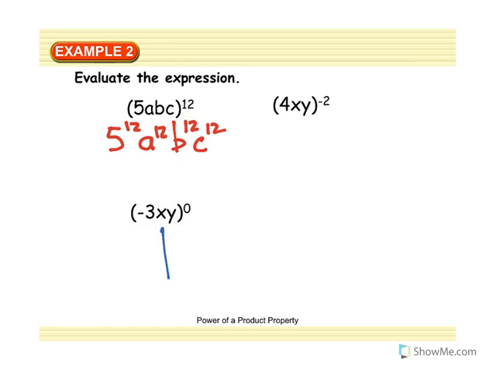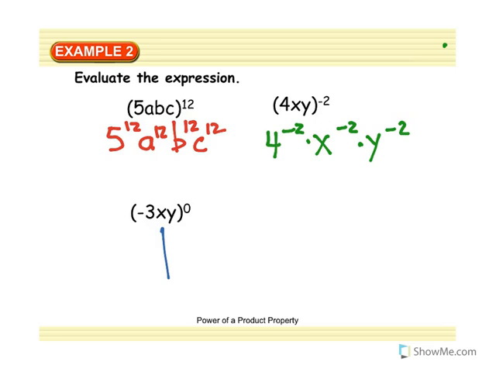This one's going to be a little bit tricky, and I don't want anyone to get too hung up on this. We're really not going to see too much of negative exponents outside of parentheses, probably for another maybe 2 years. But let's take a look at it. So I've got 4 to the negative second, x to the negative second, and y to the negative second.